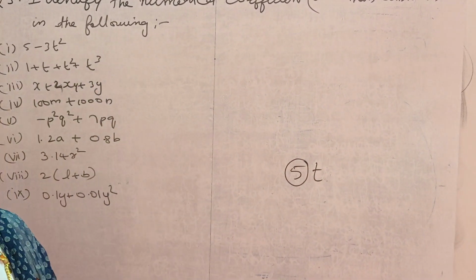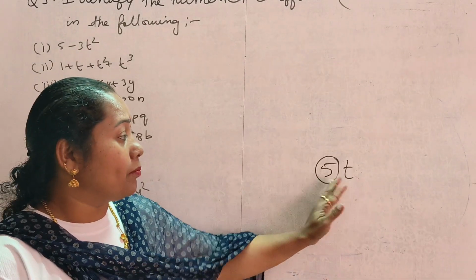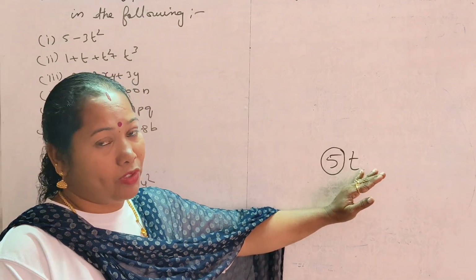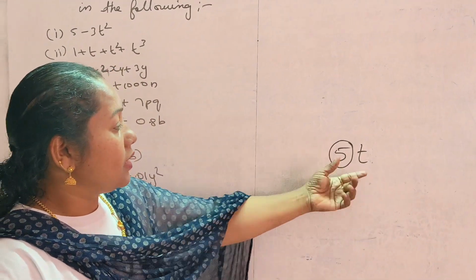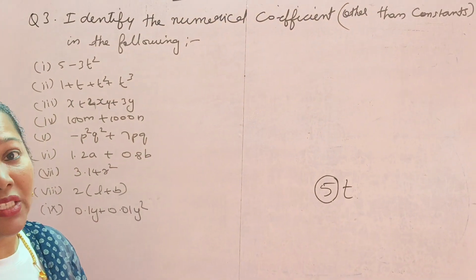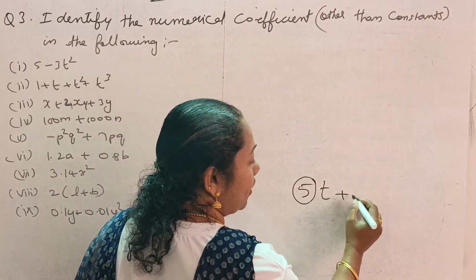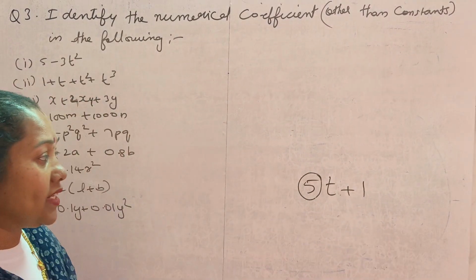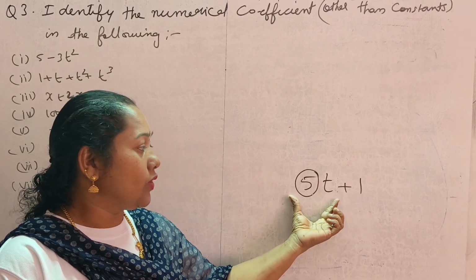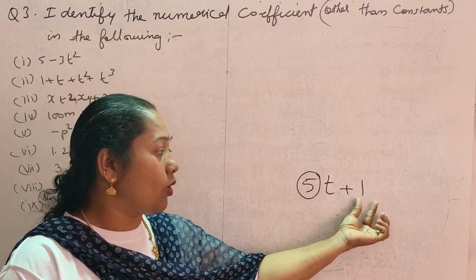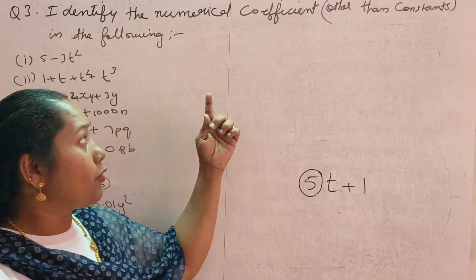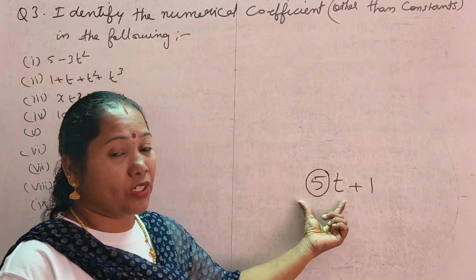Okay, numerical means number. The numbers which are attached with the variables are called numerical coefficients. So in 5t, 5 is the numerical coefficient. But you don't have to mention constants. So if the expression is plus 1, here 1 is the constant. Without any variable is called a constant. So this is a constant and this is a term with a variable. We have to mention the numerical coefficient of the terms.